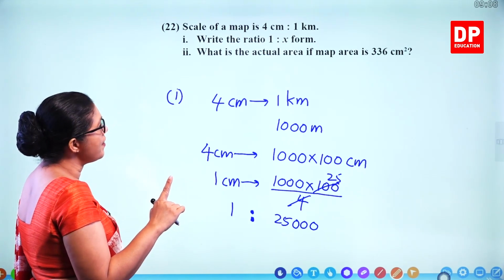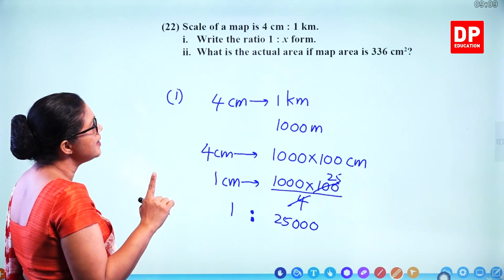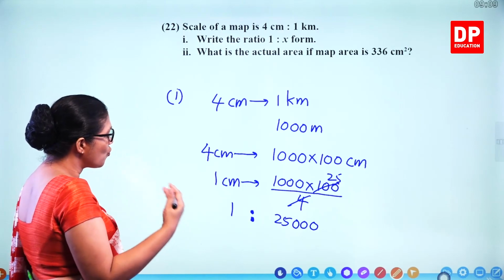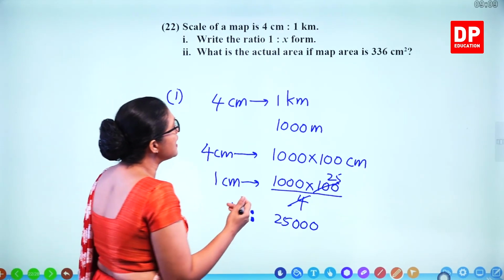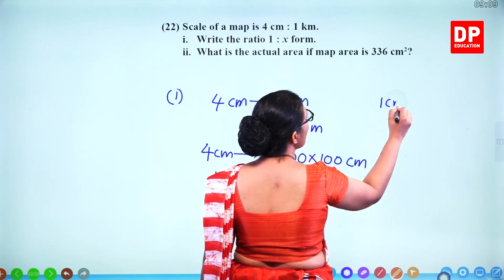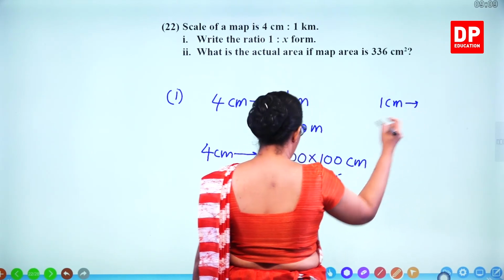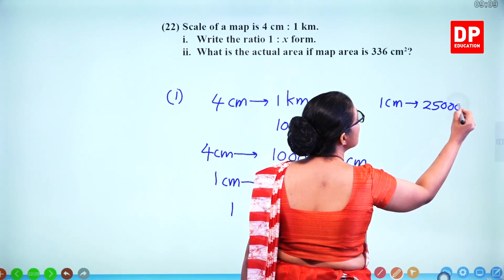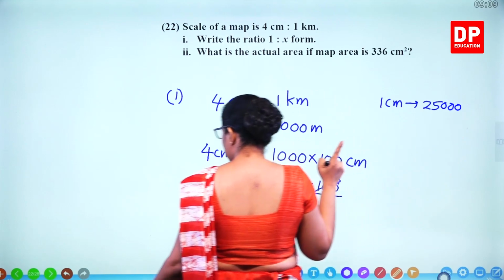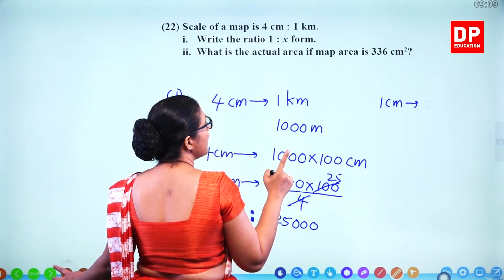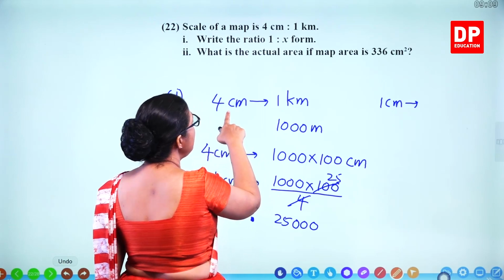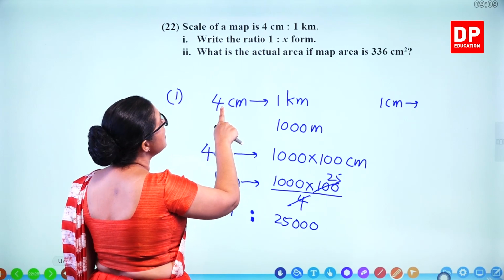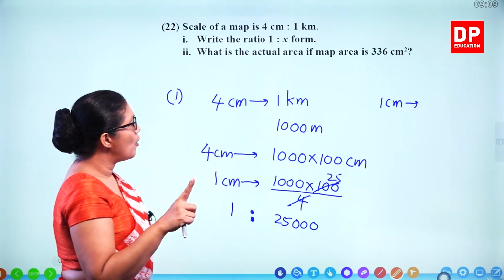What is the actual area if the map area is 336 square centimeters? So that means you have to square it. So 1 centimeter is 25,000 centimeter square, or we'll take this one, kilometers. 1 kilometer, or we can say 4 centimeters is 1 kilometer.